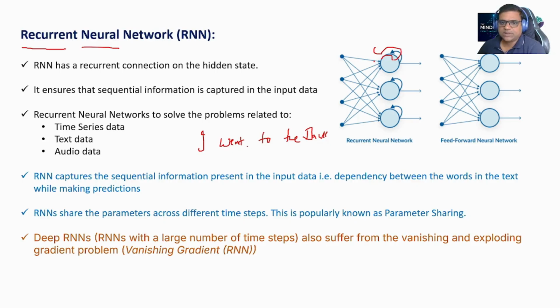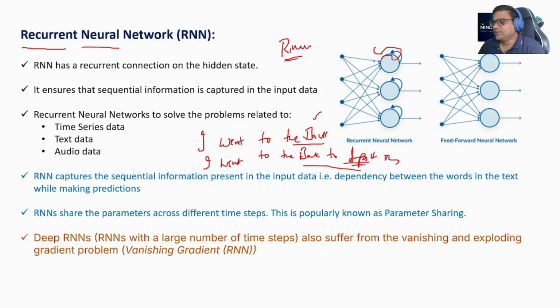Now suppose I complete the sentence this way: I went to the bank to deposit money, right? Suddenly the meaning becomes clear. Here you were not clear whether it is a river bank, because the river bank is also called a bank, or a financial institution. So what happened here? You added more context. The later words depend on the earlier words. This is called sequence information.